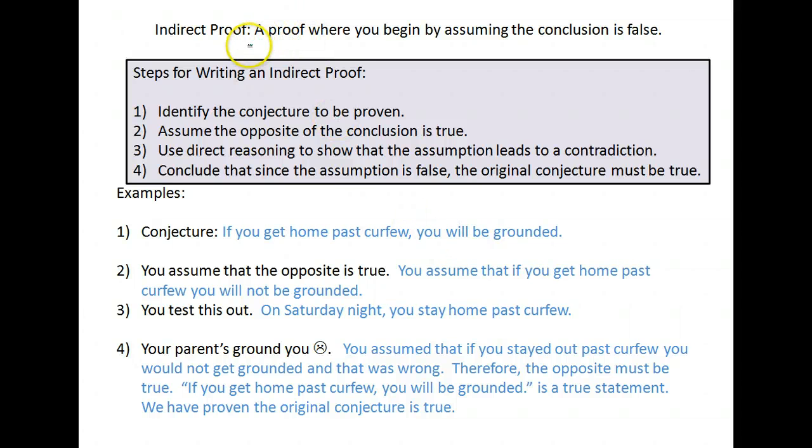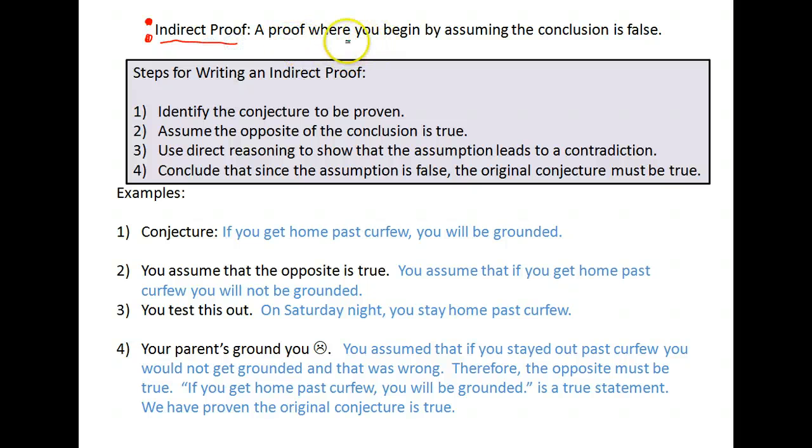Alright, so in the past we've done direct proofs, but now we're going to talk about how to do an indirect proof. Anytime you're doing a proof, you're trying to prove that something is true. You come up with a conjecture or a guess of something that's a fact, and then you try to prove that it's true. With our direct proofs, we tried to go straight at it and prove that the conclusion was true. With an indirect proof, it works differently.